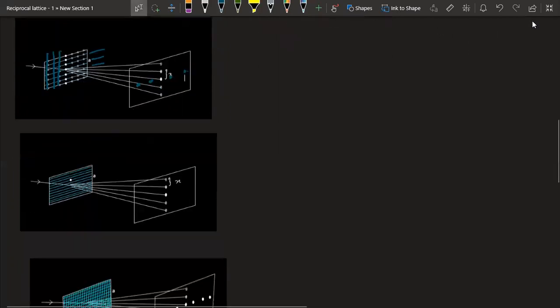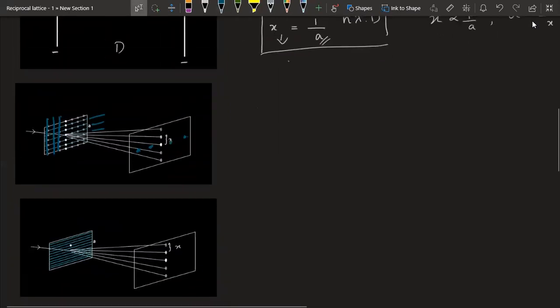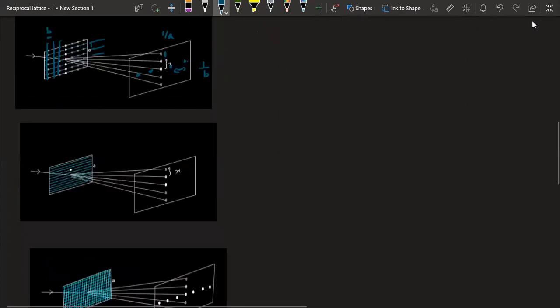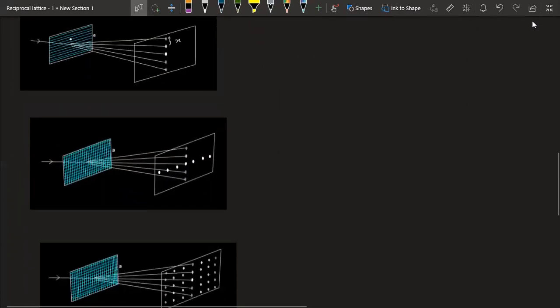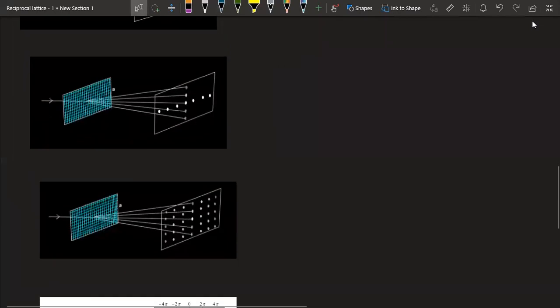Okay, but say this distance is B, then this separation will be proportional to 1 by B, and this particular separation will be proportional to 1 by A. I have shown that in these pictures, where we have these vertical and horizontal planes, and we have these spots. But that's not the end of the story.